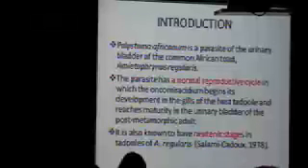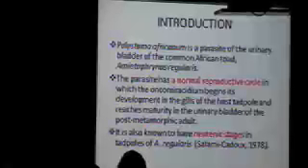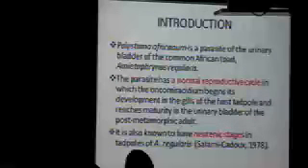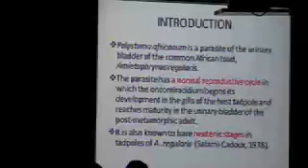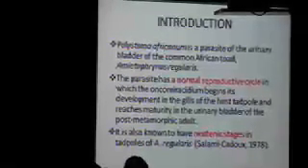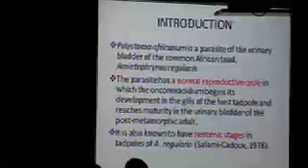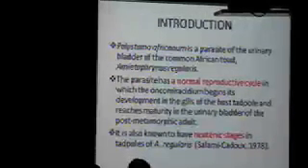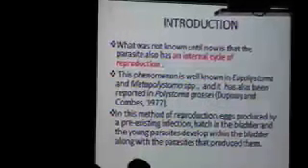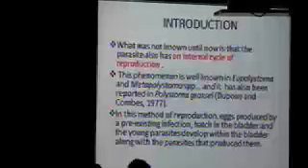This parasite is a parasite of the urinary bladder of the common African toad. It's known to have a normal reproductive cycle in the tadpoles of the toad, and it reaches maturity in the post-metamorphic adult in the urinary bladder. Sexual adults have also reported oncomiracidial stages of the parasite. But what was not known until now is that this parasite also has an internal cycle.